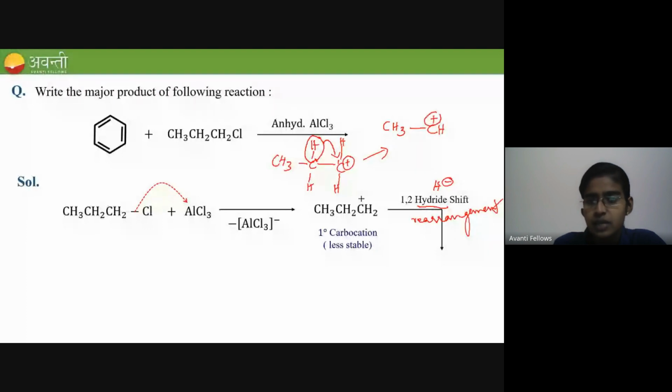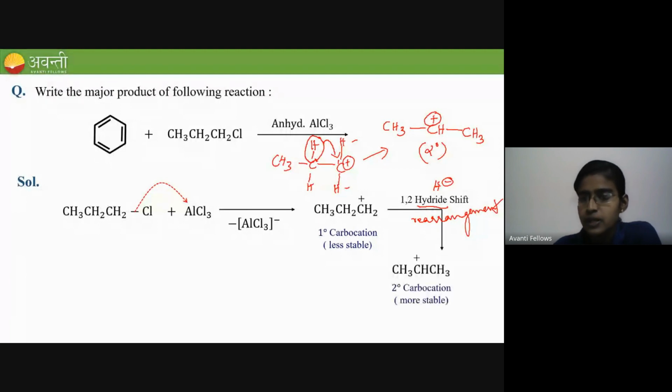Now this carbon has donated its electron to the hydrogen, so you have to take that. Here already 2 hydrogens are there, and now 1 hydrogen is shifted, so we are getting CH3. Now the positive charge is on CH, so it is called a secondary carbocation. If it is on CH2, it is primary. If it is on CH, it is secondary. If it is on C, it is tertiary. Secondary carbocations are more stable than primary carbocations. So for this stability, hydrogen rearrangement is happening here, and this shift is called a 1,2 hydride shift. So it is formed and it is more stable.